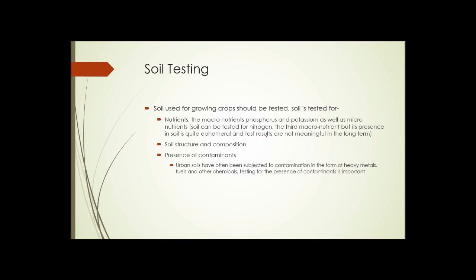Soil is tested for nutrients, the macronutrients, primarily phosphorus and potassium, as well as micronutrients. Soil can be tested for nitrogen, and most test kits contain a nitrogen test. However, the presence of nitrogen in the soil in a form that's useful for plants is actually quite ephemeral. It's not a long-lasting substance in the soil when it's in a form that plants can use it. And so nitrogen tests aren't really meaningful in the long term. They can still be done.